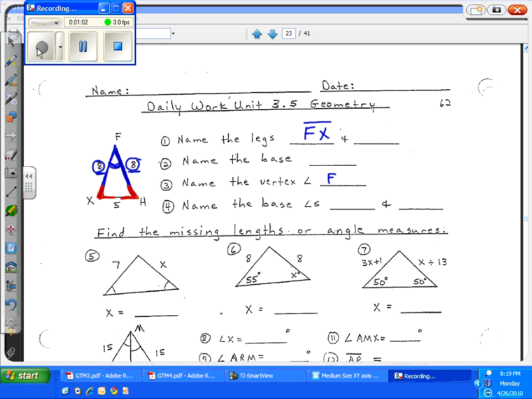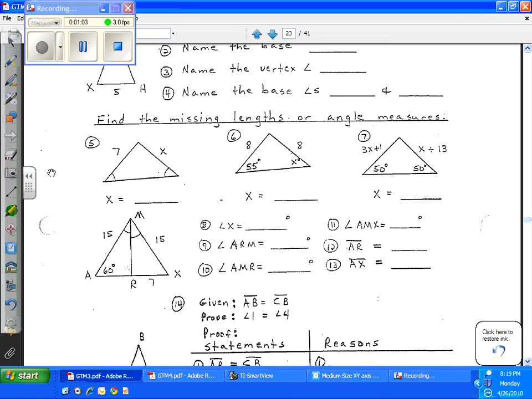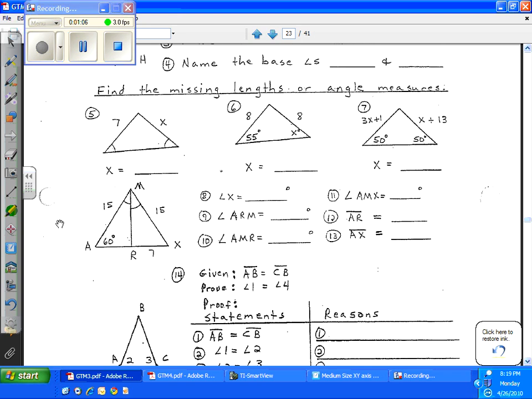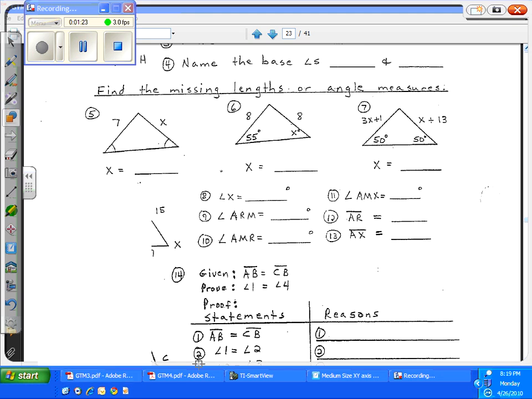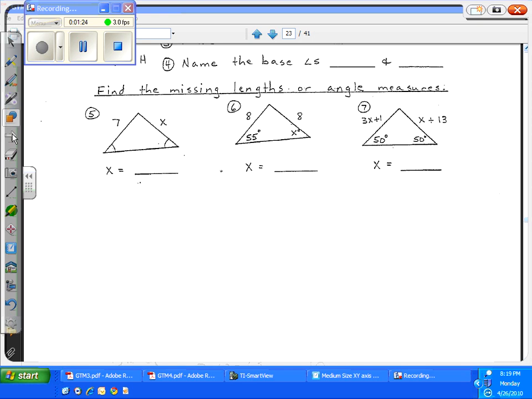Now we're going to answer some questions at the bottom. It says find the missing lengths or angle measures. The first one, we figure you can handle the first two. You're obviously using the concept that sides opposite equal angles are equal, or angles opposite equal sides are equal. But let's look at number 7.